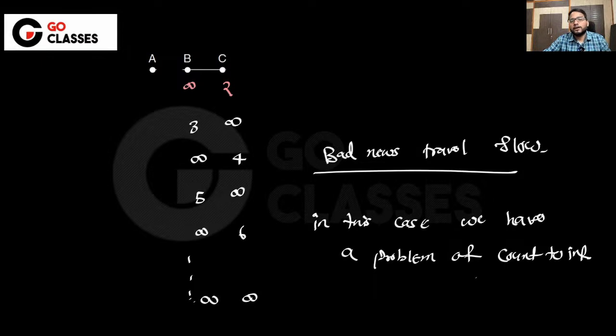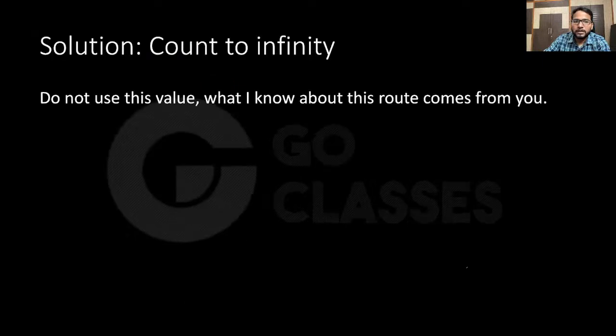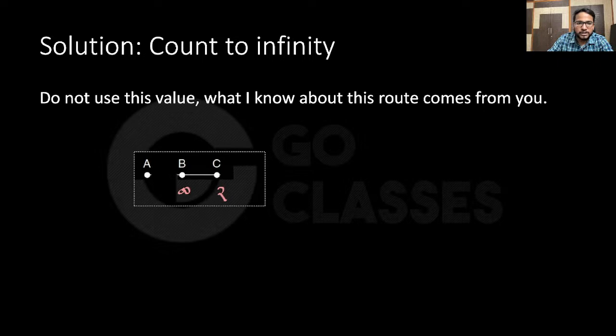Okay. Now let's just see how to solve this problem. Then we will see the GATE PYQs. So the solution is very simple. We say that do not use the value which I know from you. Whenever B is advertising to infinity, or maybe C is advertising to B, since this value is known from B, then C will say that if you want to know the path to A, I know it, but that is from you only. So C will say that I don't know.